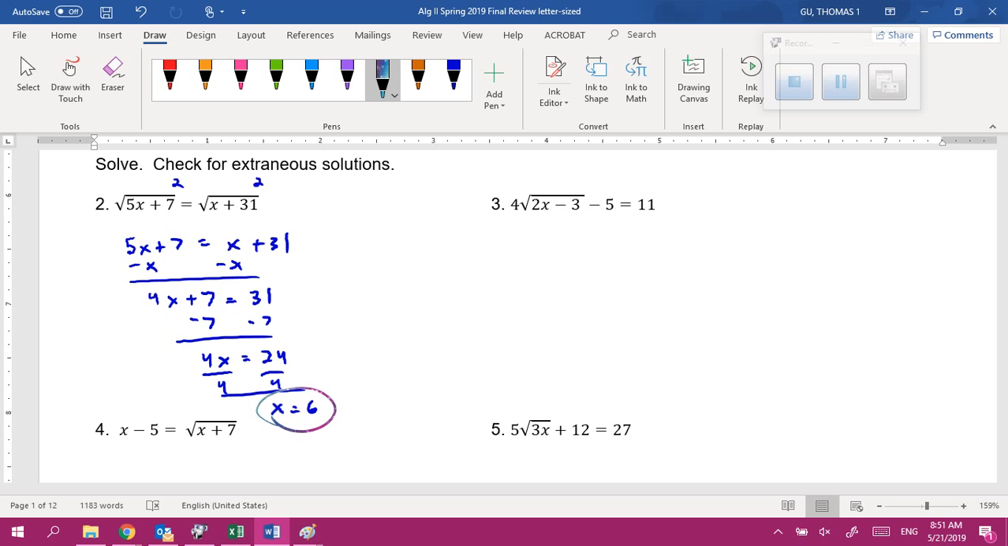How would I know it's extraneous or not? What kind of number under the radical makes this not a real solution? You remember? Negative, that's right. Remember, you can't have negative numbers under the radical. So if you take your x value and plug it back into your radicals, and you have a negative total under the radical, that's an extraneous solution because that's not a real answer. Okay? So make sure that you do check for that. But in this case, 6 does work. So that is number 2.